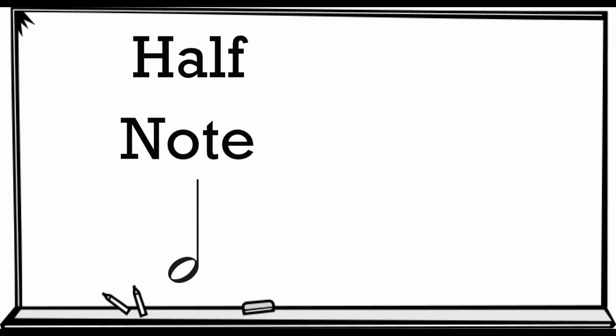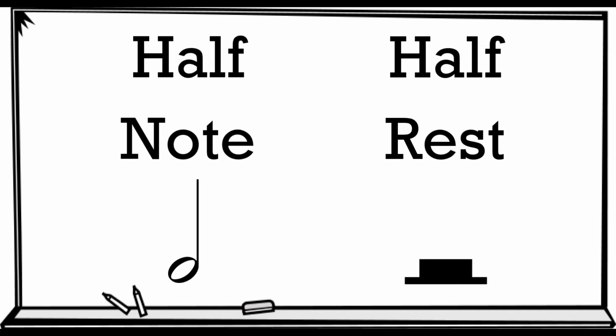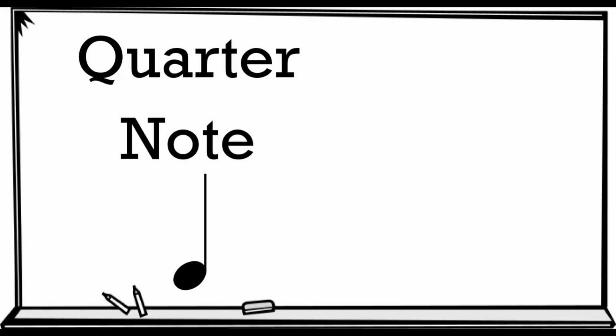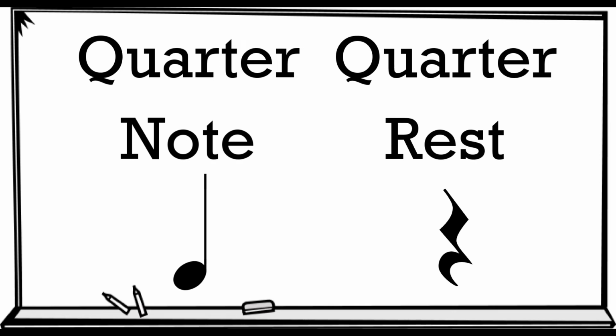Next, we have a half note, worth half the value of the whole, or 2 beats. We add a vertical line to the note head called a stem, on the right side if it goes up, and on the left if it goes down. Next is the quarter note, worth a quarter of the whole, or 1 beat. To get this symbol, we fill in the note head.